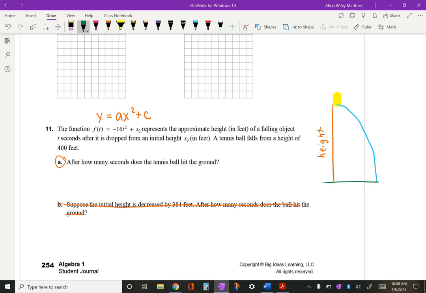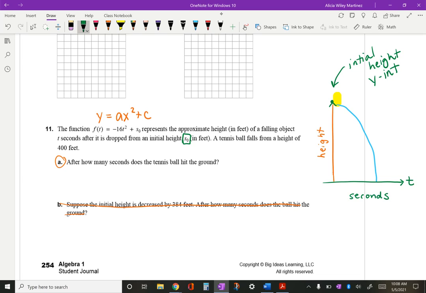Here's my ground down here, acting sort of like the x-axis. They don't have an x though, they're using t. The reason they're using t is because they're dealing with time in seconds. And then they say that it's dropped from initial height s sub 0. So this is my initial height, right here. The initial height is where it starts. This is also going to represent my y-intercept.